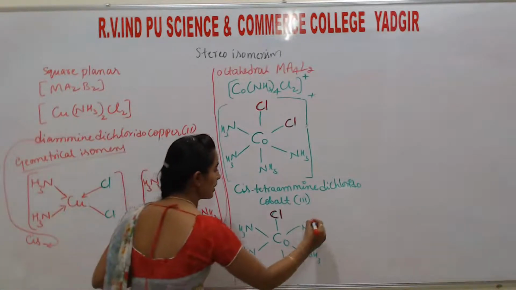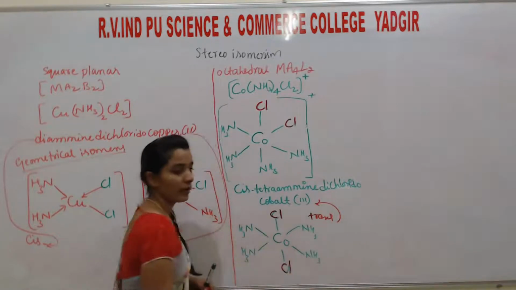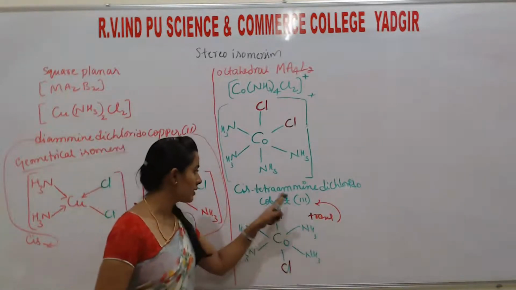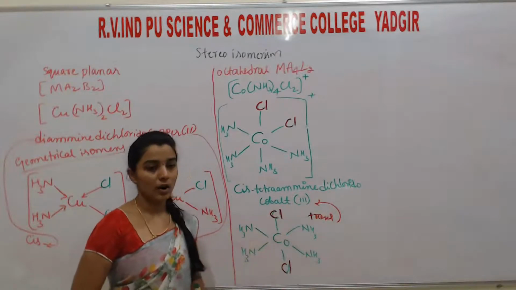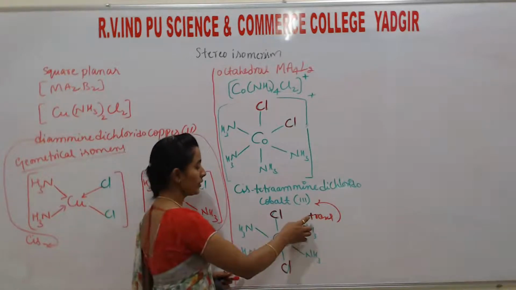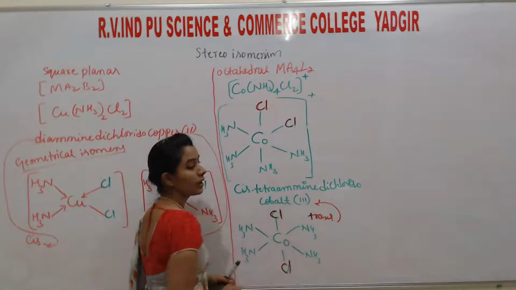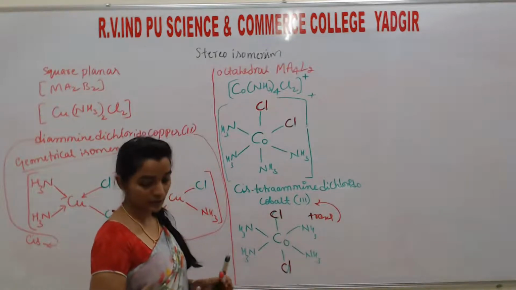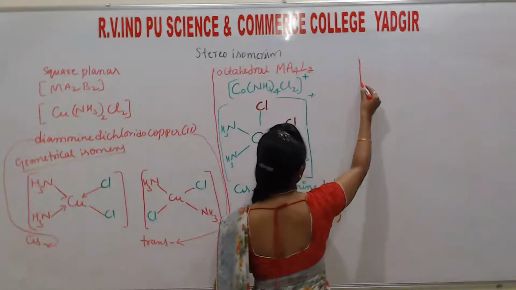Then this is trans, followed by the name of the complex, that is trans tetraamine dichlorido cobalt 3 complex. Understand? So this one is trans tetraamine dichlorido cobalt 3 complex. Understand, students? So this is one type. Another one is there.